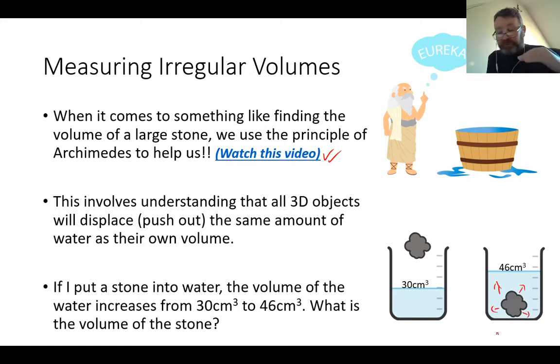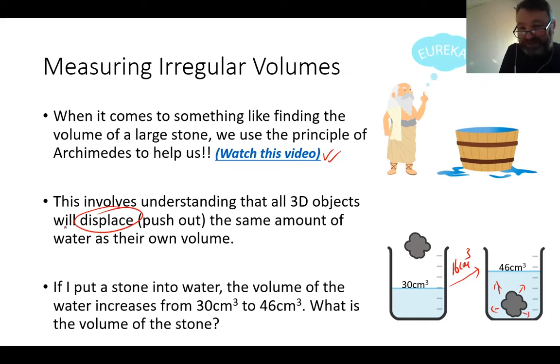So the water has risen to exactly the same size as the stone. If the water was 30 and then went up to 46, that's a difference of 16 centimeters cubed. So now I know that the approximate volume of the stone is 16 centimeters cubed. That's called displacement. There's the word there, it's called displacement.